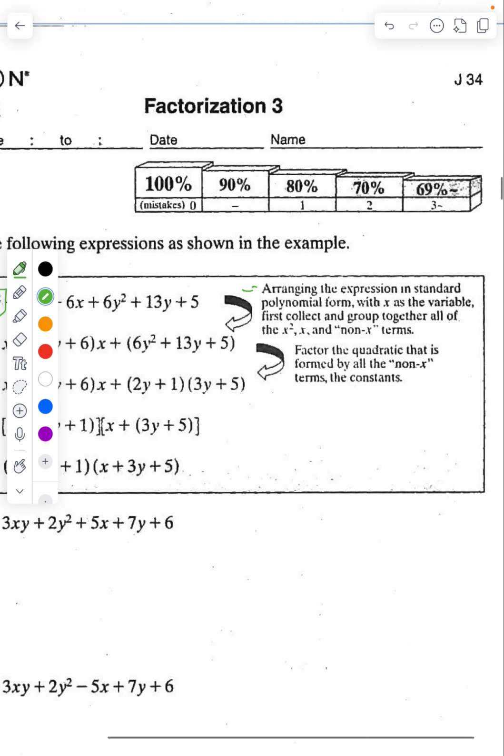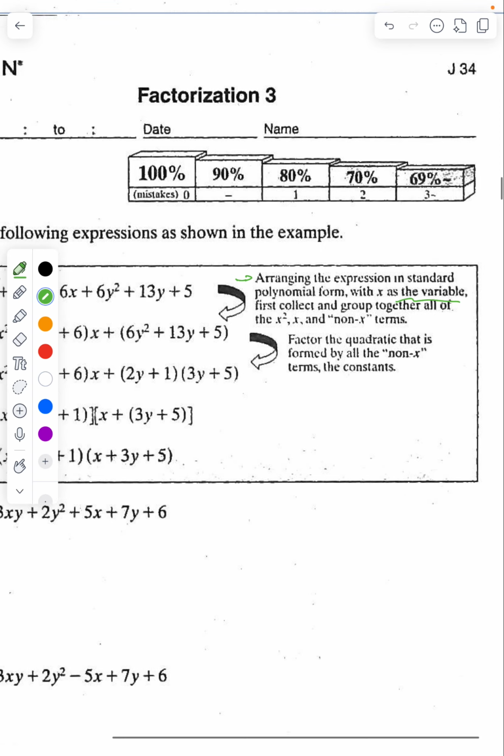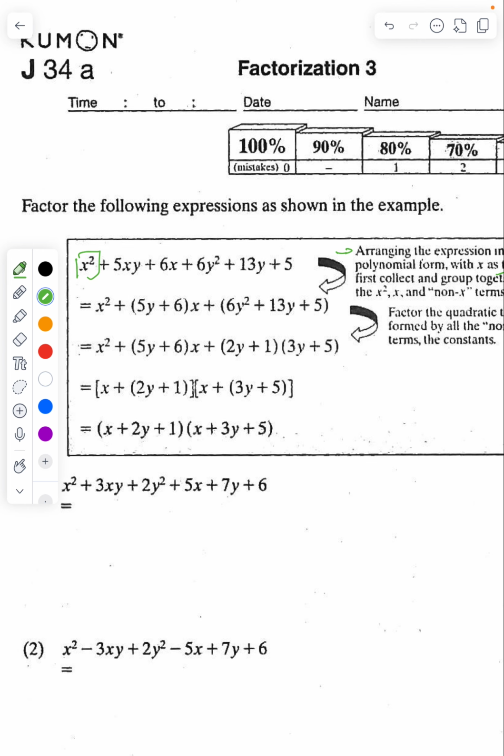So if you read from the instruction over here, it says arranging the expression in standard polynomial form with x as a variable. Sometimes you can arrange in other letters as variable, no problem at all, but that's some future knowledge, which is just in about 10 pages, you will know that too. You will need to decide on which factors you want to go with, which variables you want to go with. Do you want to go with x or do you want to go with y? In this case, we're going to go with x. But if you want to ask, can I go with y? 100%. But just for the demonstration purpose, we're going to go with x, okay?